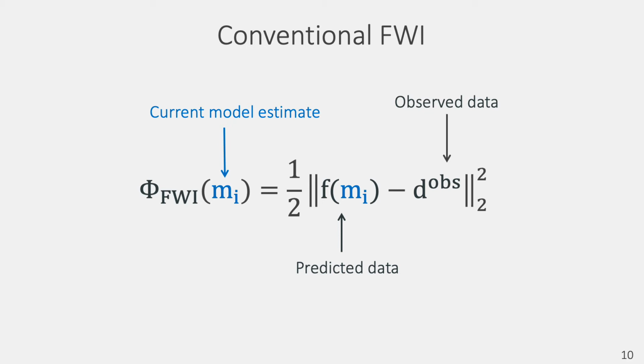The rule of thumb is that for any given event in the data, the observed and predicted traces should not differ by more than half a cycle from each other. And by cycle, we mean the cycle of the dominant frequency. And not satisfying this condition is referred to as cycle skipping.